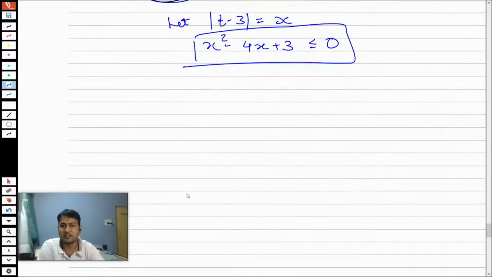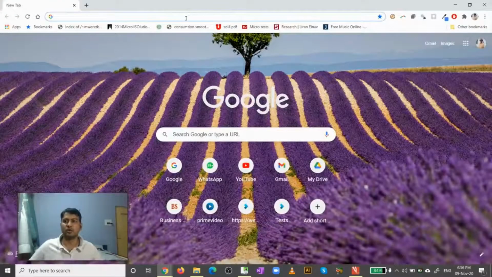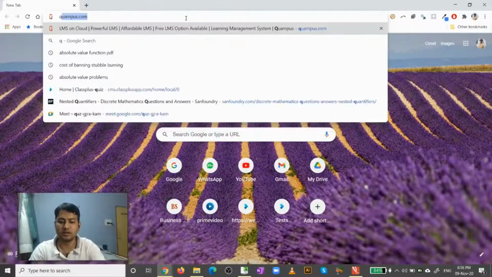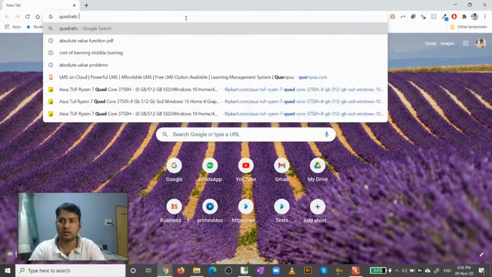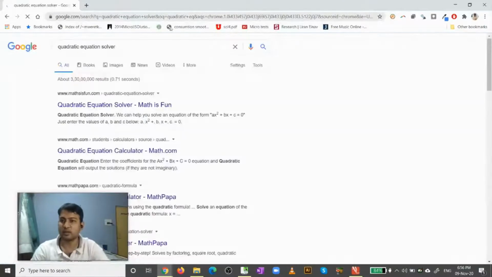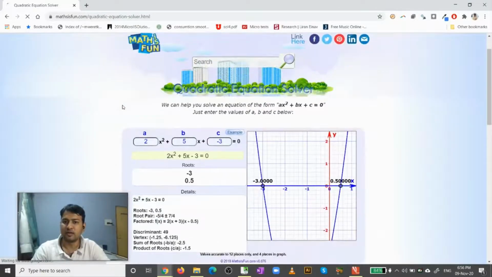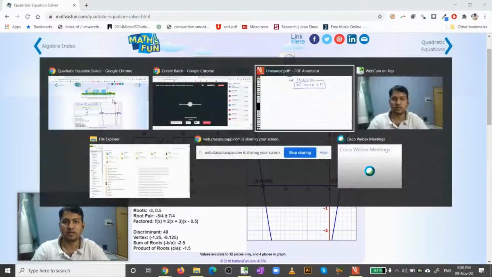So here's the refresher on quadratics. I don't want you to be solving quadratics by hand. Whenever you get a quadratic, the best way to do it is to go online, quadratic equation solver. There are quadratic equation solvers or calculators available online. You just put in the values of the variables and it will automatically give you the answer. Okay, so that's what I want you to do.